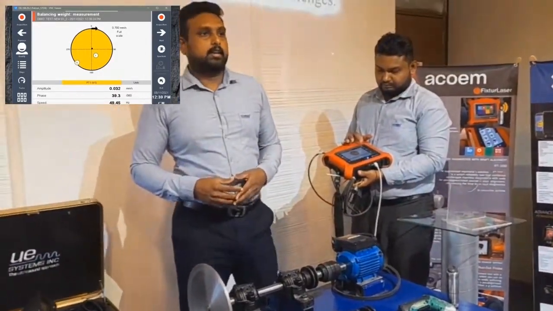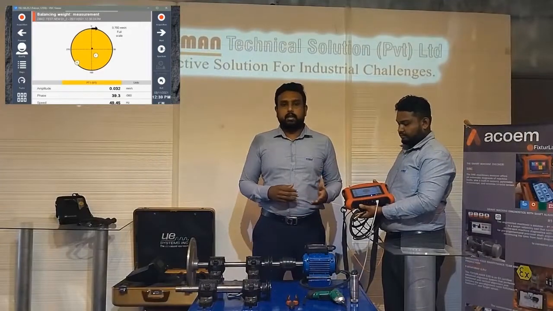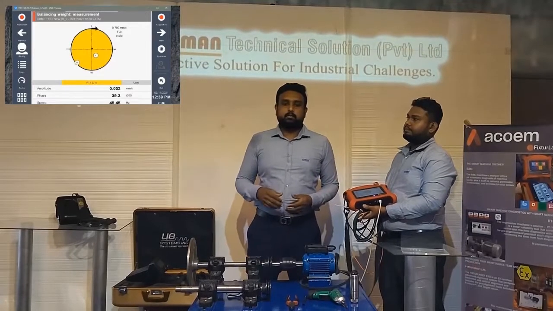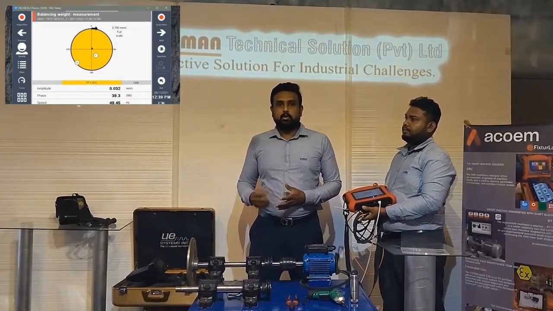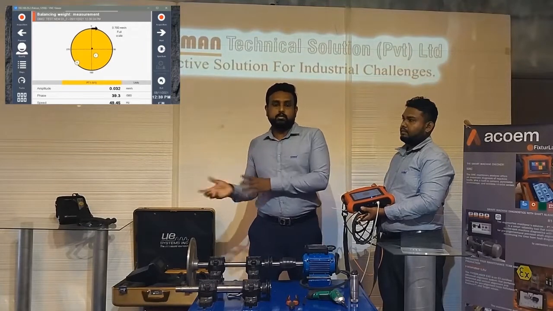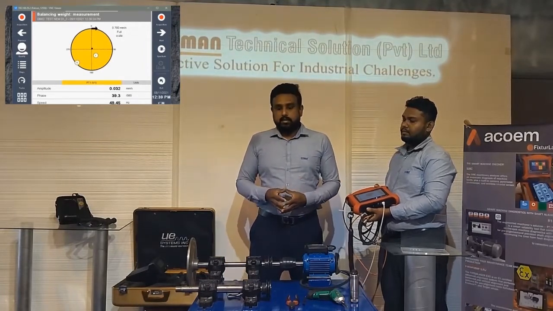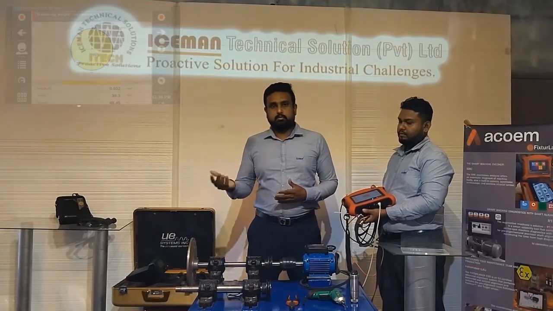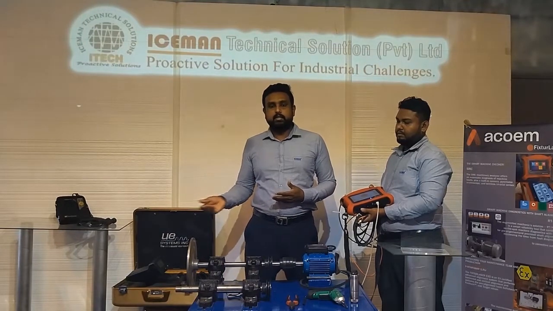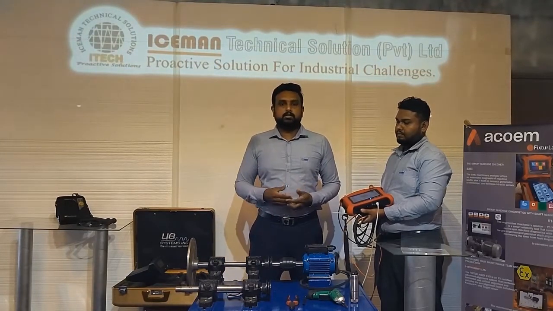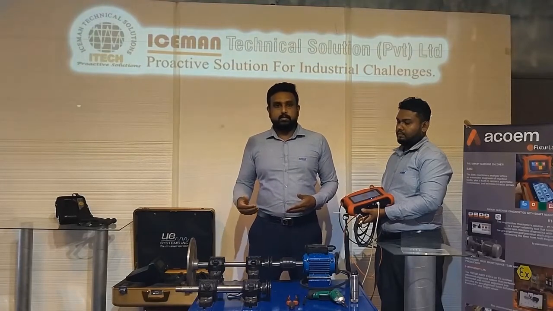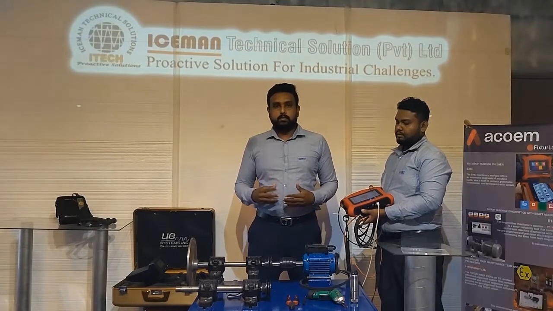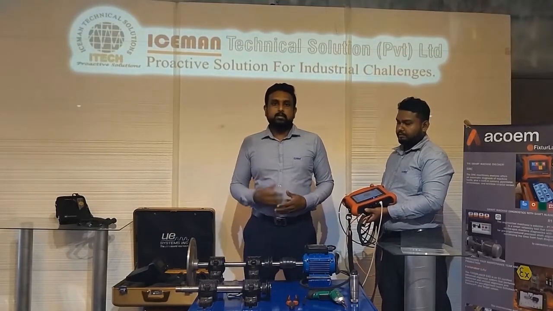In practice, in a lot of industries, cement or rubber, anywhere, we do the balancing by removing the blower and going outside to do the balancing and then coming again to fix it. There is a lot of loss from the time wasted, man hours, and production loss. There is heavy loss. But in this system, when we do the balancing on site, it is very cost effective and time saving.